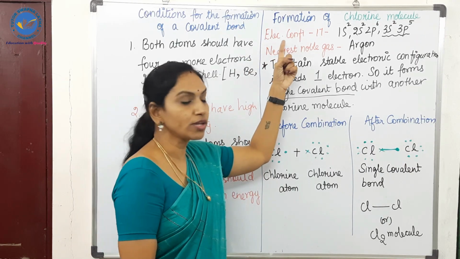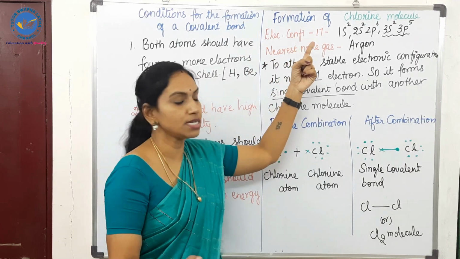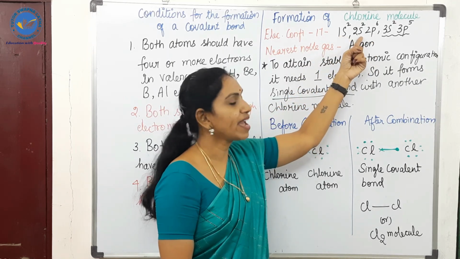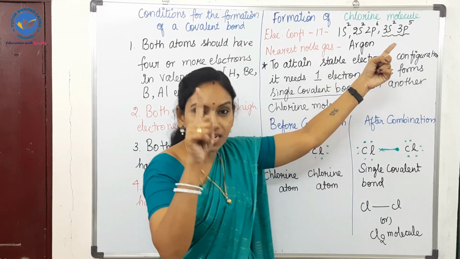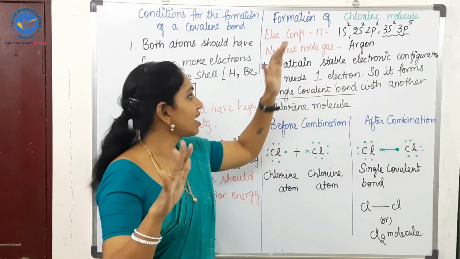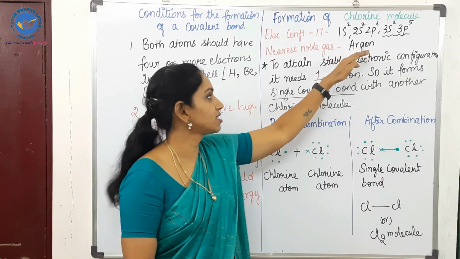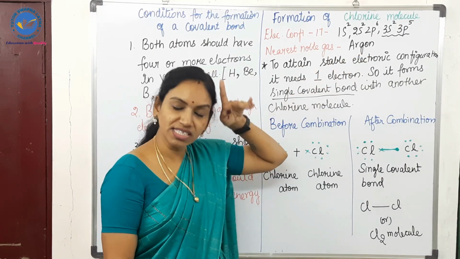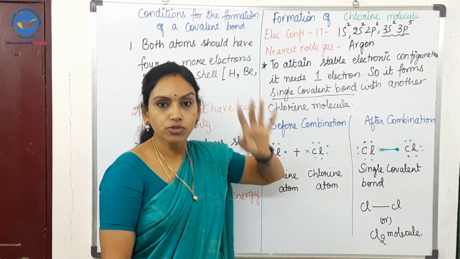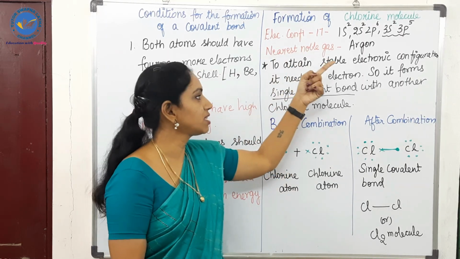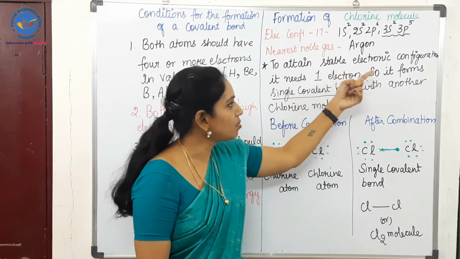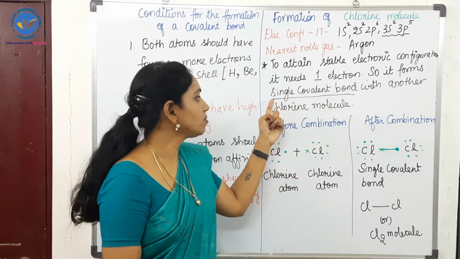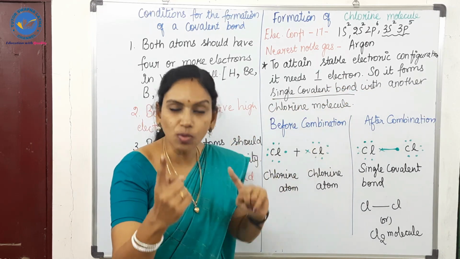If you see, the atomic number of chlorine is 17. The electronic configuration is 1s2, 2s2, 2p6, that is 2, 8 and here 7. It needs 1 electron to attain its nearest noble gas configuration, that is argon, 2, 8 and 8. If you see, it satisfies its octet rule. So to attain a stable electronic configuration, it needs 1 electron.